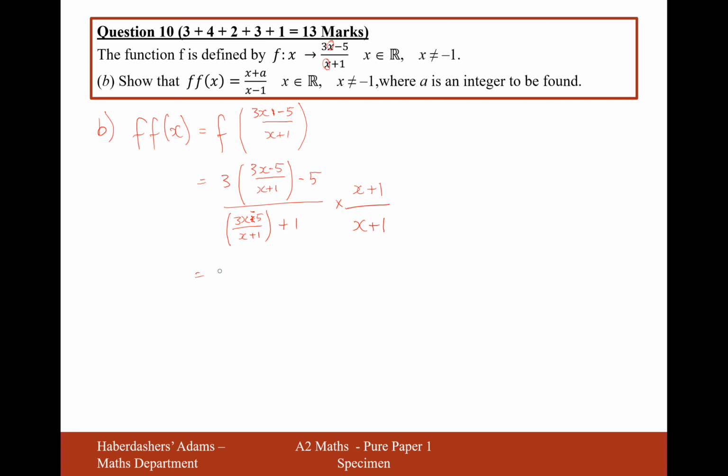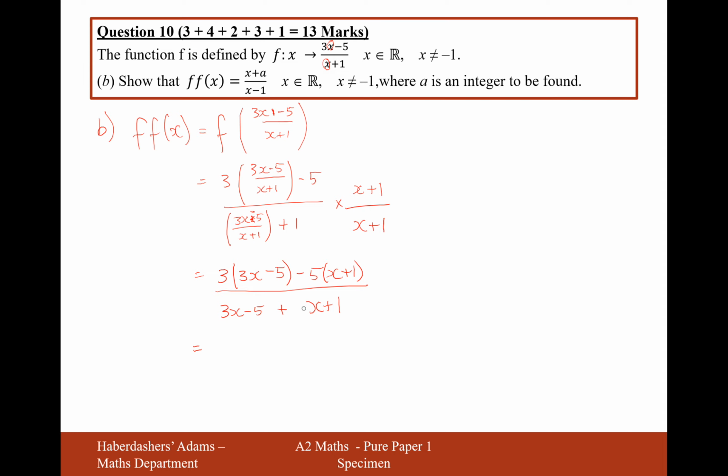Expanding this out, when we times 3 brackets (3x minus 5) over (x plus 1) by x plus 1, the x plus 1s will cancel out on the top and bottom, so we're left with 3x minus 5. But we do need to times the x plus 1 by this minus 5 as well, so it's going to be minus 5(x plus 1). And then it's all going to be over. Expanding the denominator out now, we just end up with the value on the numerator inside this denominator, and then it's going to be plus 1 times this x plus 1, so that's going to be x plus 1.